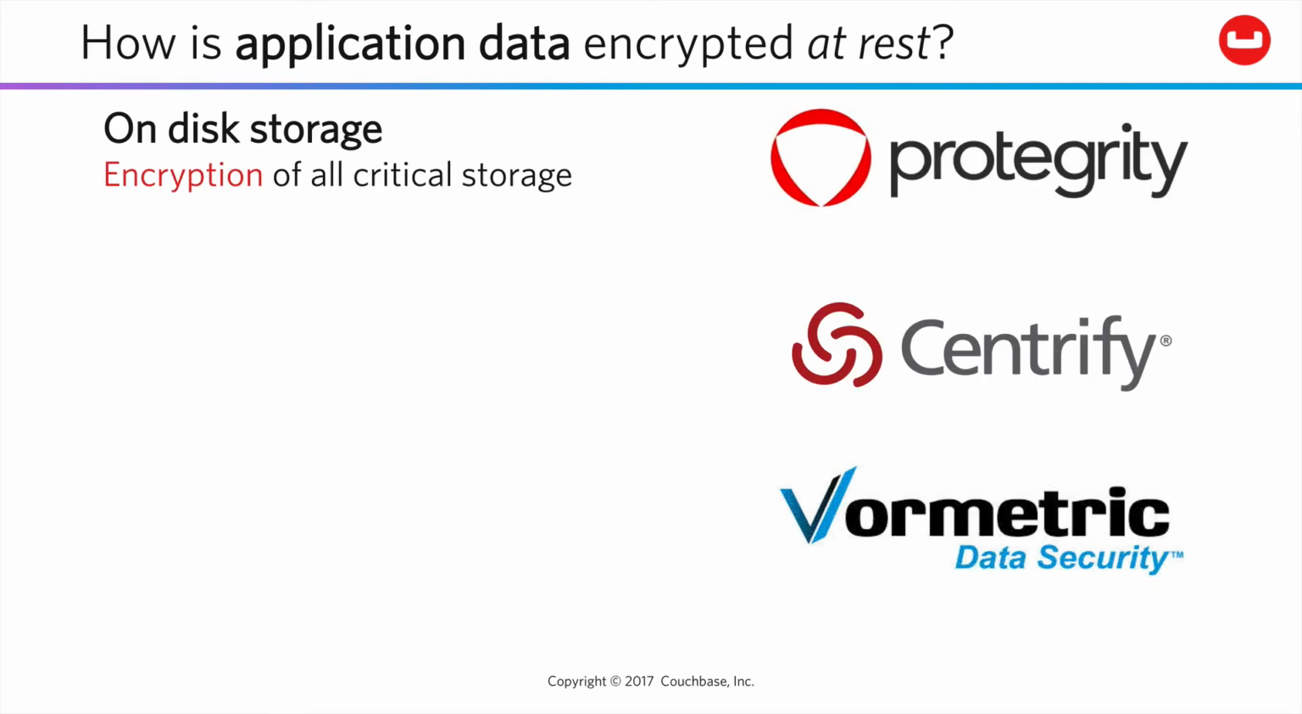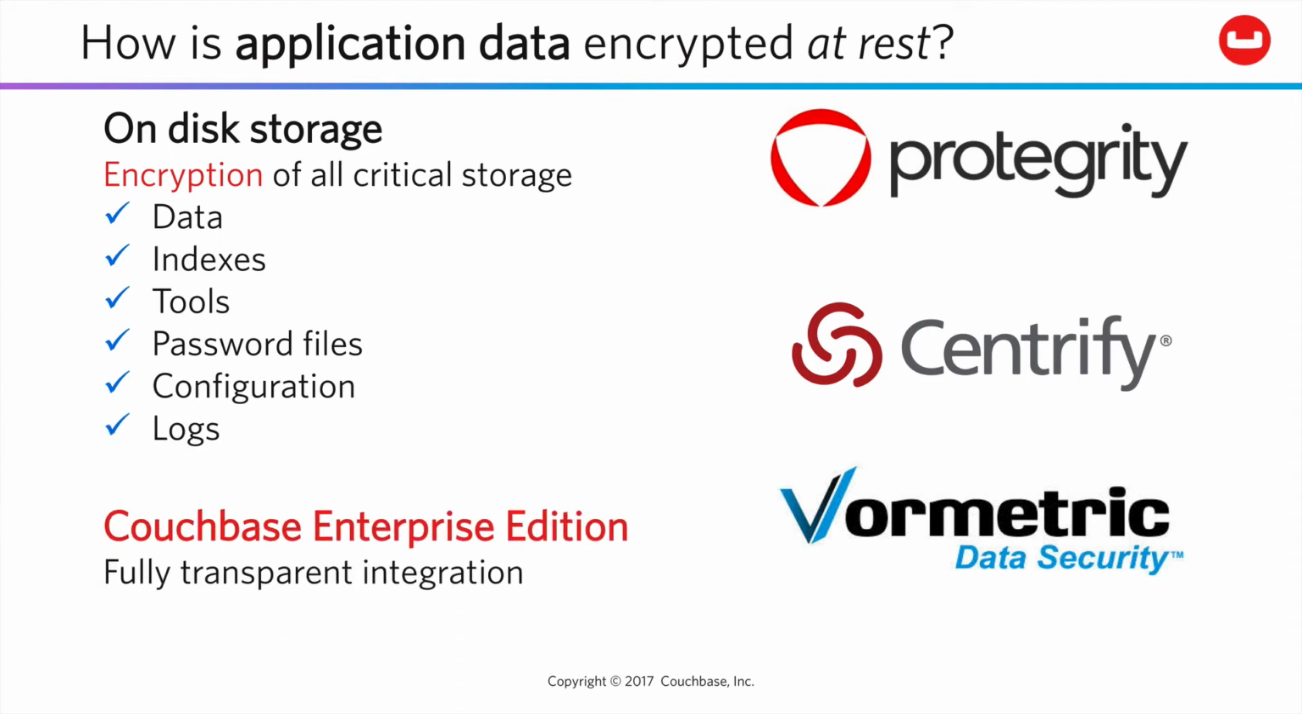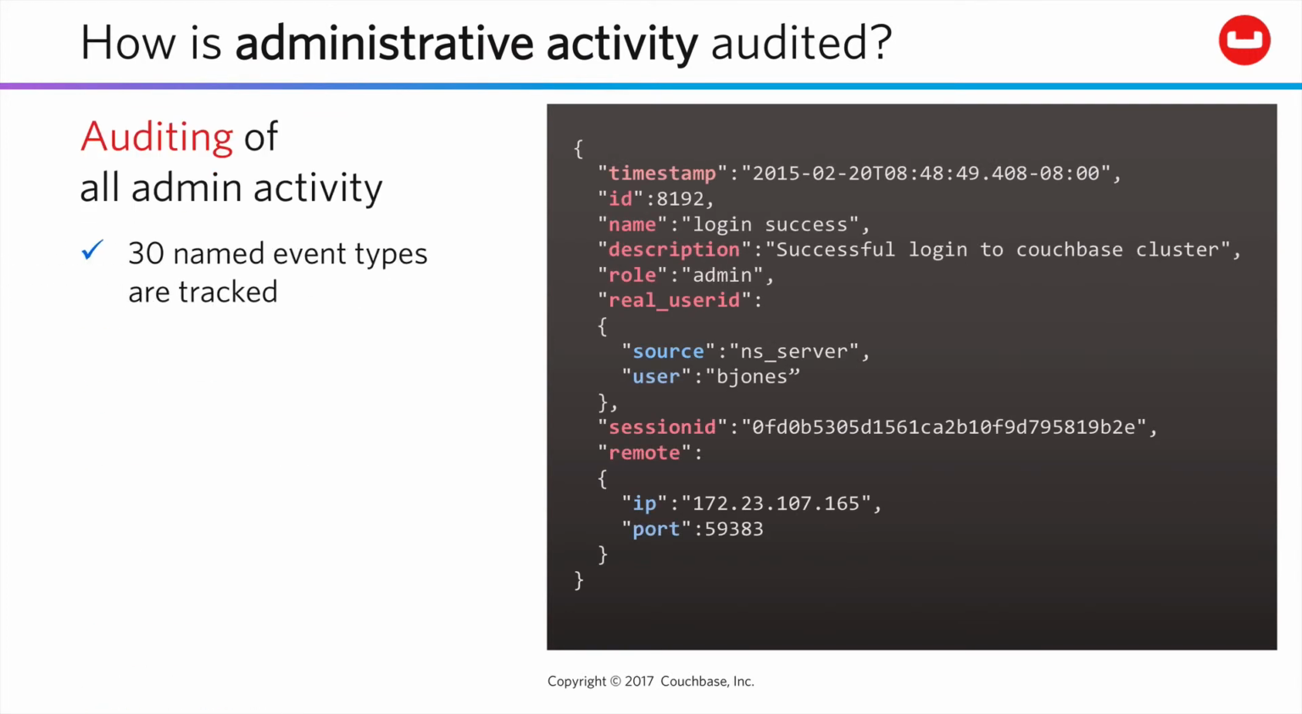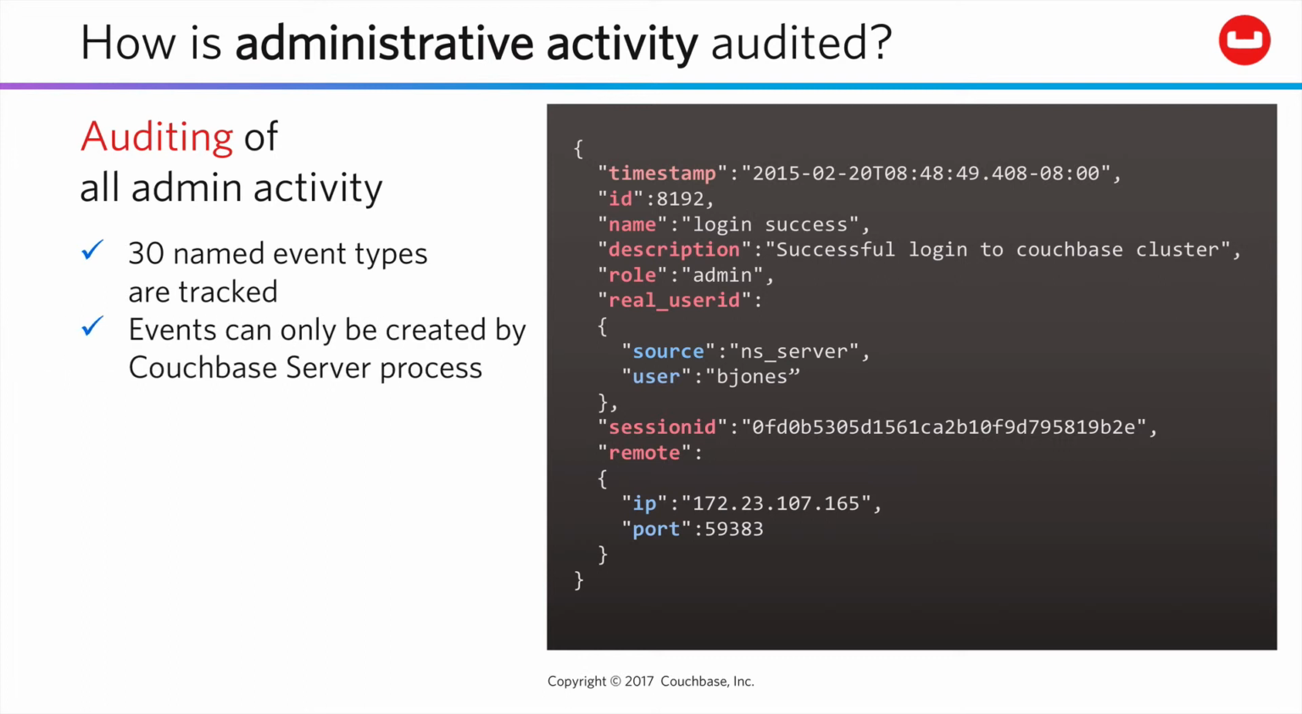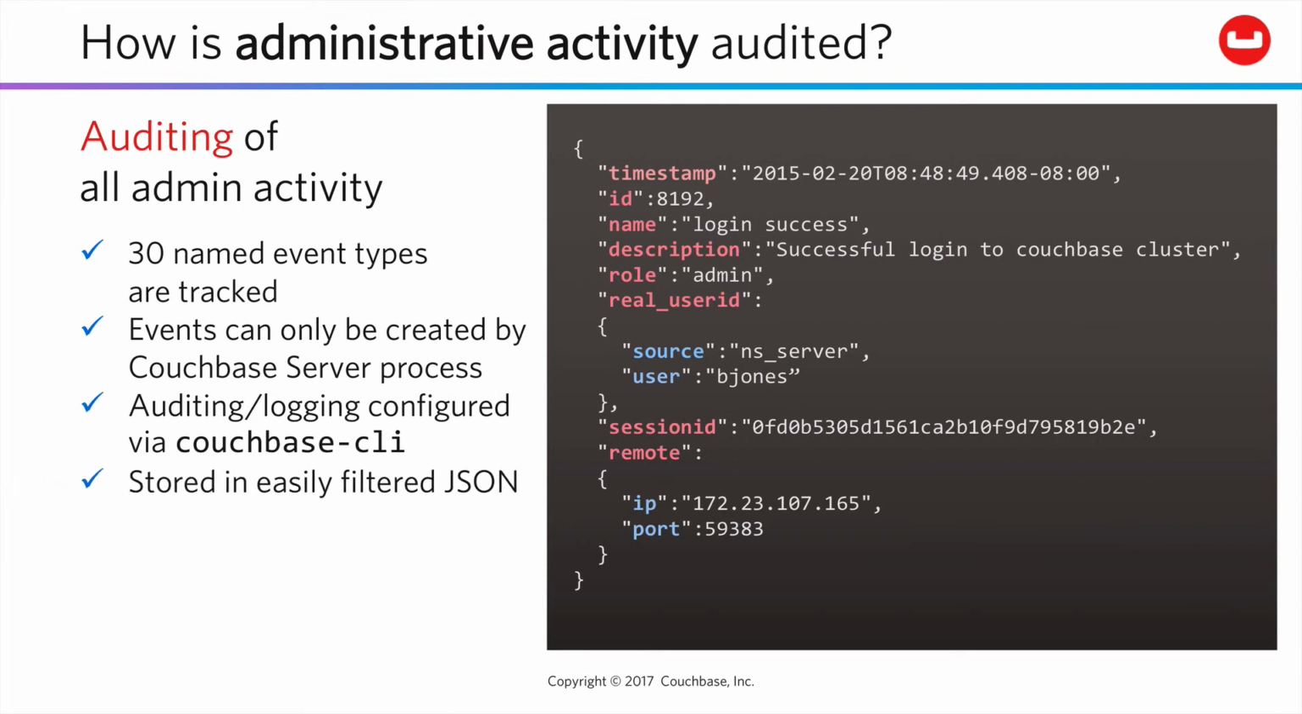Your data at rest on disk can be fully encrypted, including your data, indexes, tools, password files, configuration, and log files. This integration is fully transparent when using Couchbase Enterprise. Administrative activity is thoroughly audited. 30 named event types are tracked, which, for security, can only be created by the Couchbase server process. Auditing and logging behaviors are configured for this using the Couchbase command line tool. The logs are stored, as you can see here, in easily filtered JSON, which you could report using Splunk or similar tools.